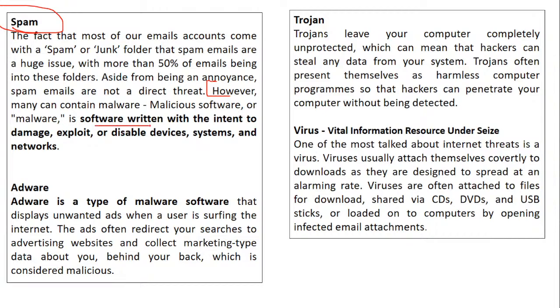Malware is software written with intent to damage, to exploit, or to disable a device, system and network. This malware can be in the form of adware, it can be in the form of a Trojan, or it can be in the form of a virus. So, we get spam mails which are not a direct threat, but they can contain malware in the form of adware, Trojan, or virus.